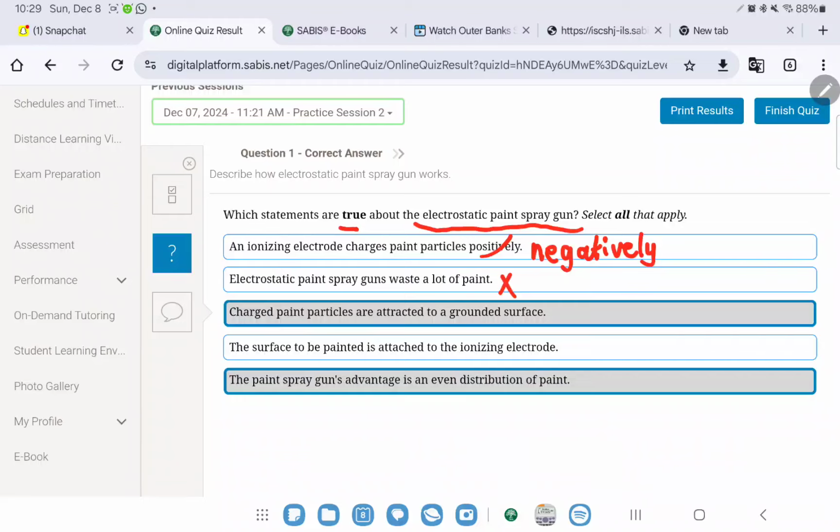Charged paint particles are attracted to grounded surface. Yes, this is one of the definitions of the electrostatic paint spray gun. So this is true. The surface to be painted is attached to the ionizing electrode. No, it's not. The surface has nothing to do with it. The surface is just a surface. It's just attracting the electrostatic paint. The paint spray gun's advantage is an even distribution of paint. Yes, that's literally the main reason we use it. Moving on.